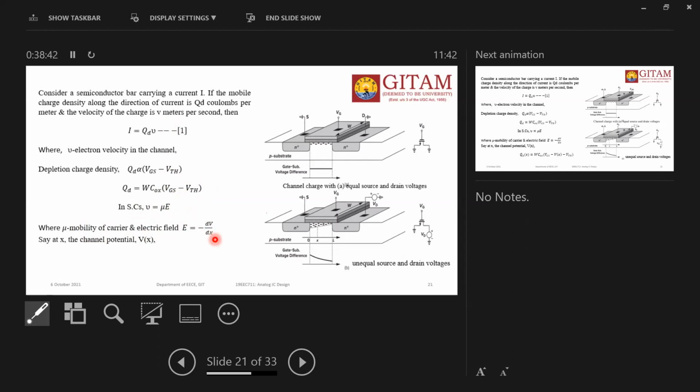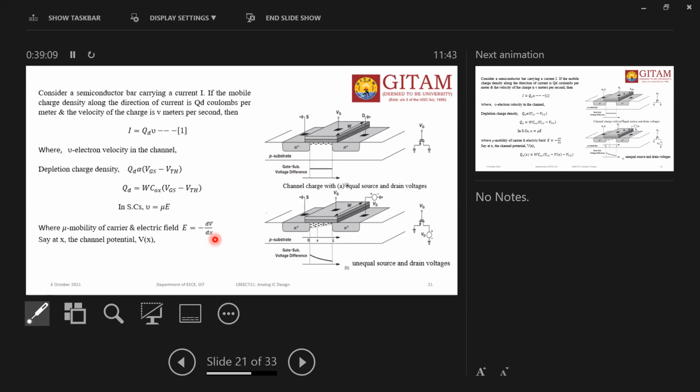What is E? E means electric field. In electromagnetics, the formula is E equal to V by D: electric field is equal to potential by distance. Here, E is equal to minus dV by dx, where dV means difference in the voltage and dx means difference in the length. So that is the electric field formula.